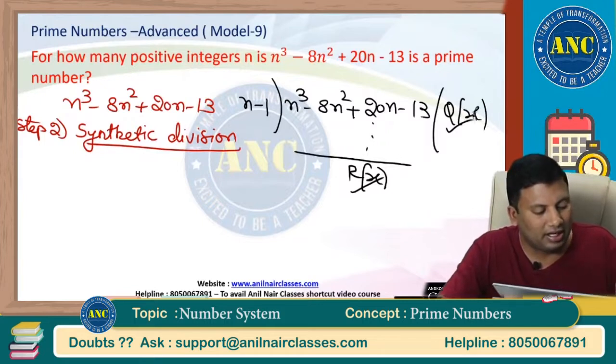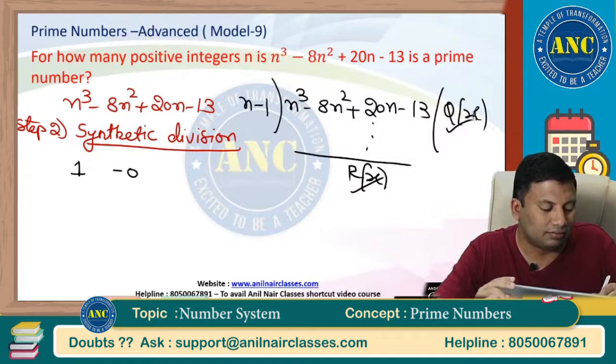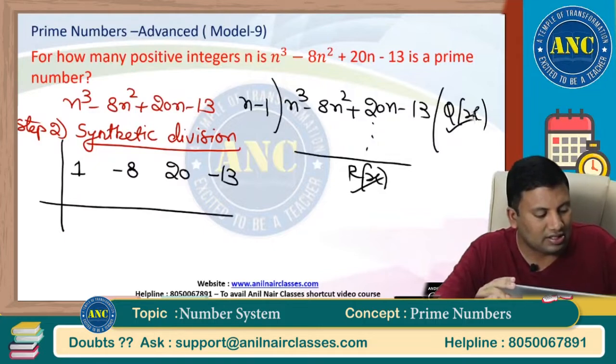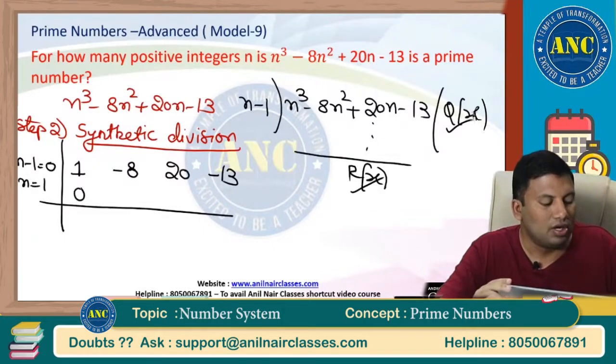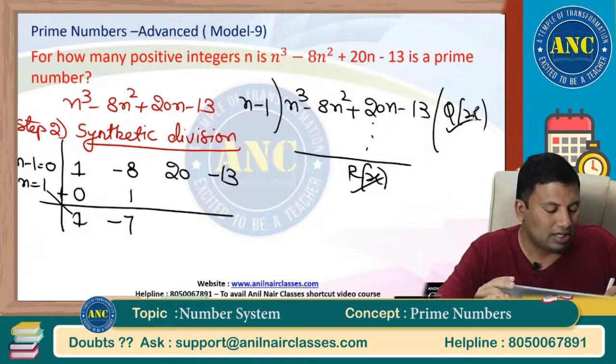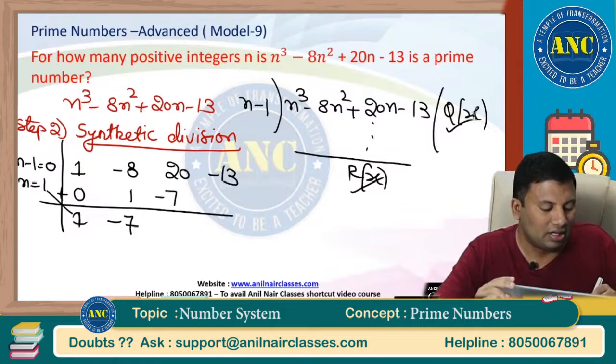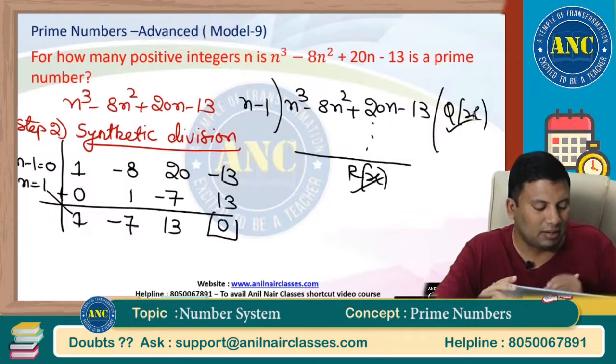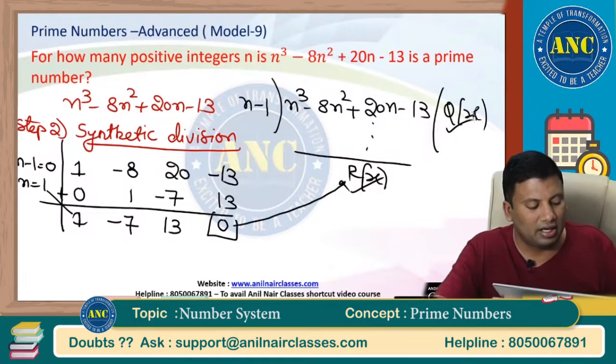How is it obtained? Write down the coefficients in serial order: 1, minus 8, 20, minus 13. n minus 1 is a factor, so put it equal to 1. Start with 0. 1 plus 0 is 1. Cross multiply. Minus 8 plus 1 is minus 7. 20 minus 7 is 13. 13 ones are 13. This gives 0. This is the remainder, 0.